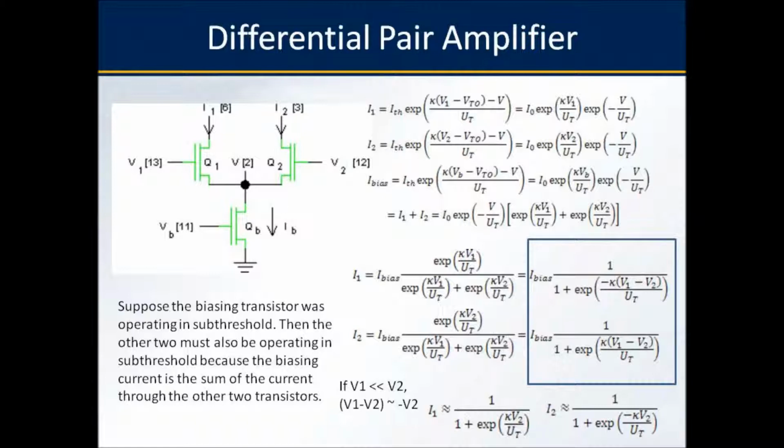Dividing either I1 or I2 by I bias produces the box expression. From this we can see that the currents are mirrored opposites of each other, and as the difference of V1 and V2 decreases, the current through one will increase and the current through the other will decrease. Further suppose that V1 is much less than V2, then we can further get these simplifying expressions.